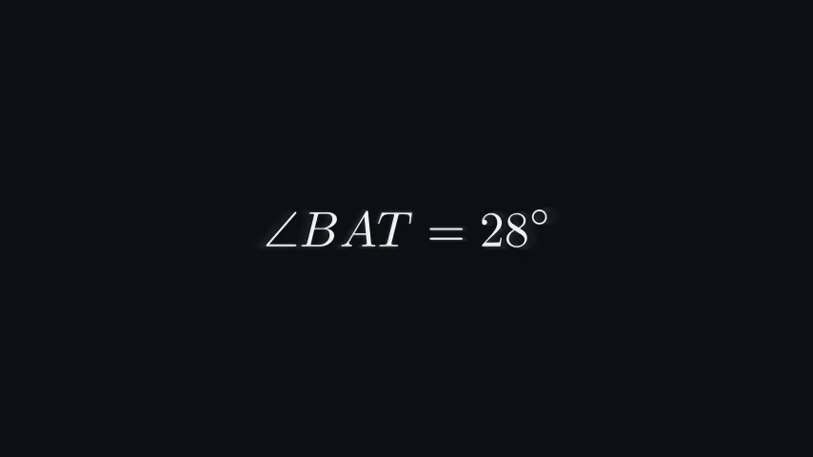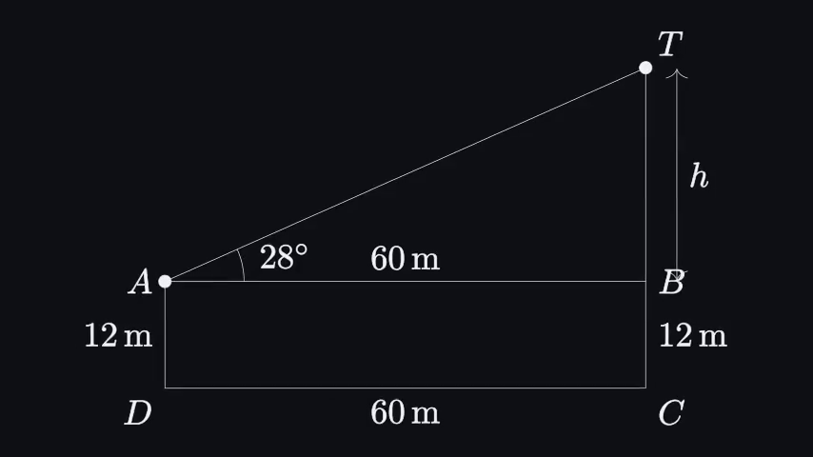Now, let us check the diagram carefully. The boy is 12 m above the ground. The tower is 60 m away from the tree. The horizontal line from the boy to the tower also has length 60 m. The extra height of the tower above the boy's level is h. The angle of elevation from the boy's horizontal line to the top of the tower is 28 degrees. This is the completed diagram. Now we can calculate the height of the tower.